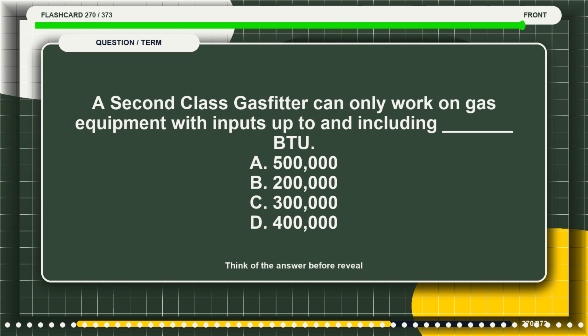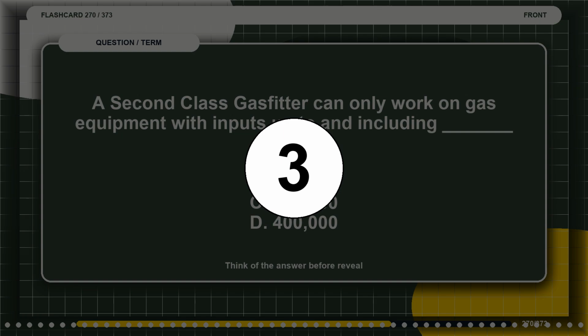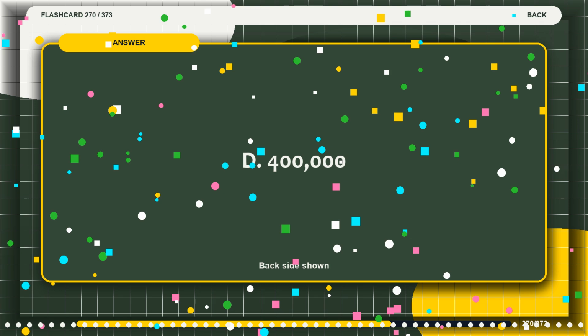Flashcard 270. A second-class gas fitter can only work on gas equipment with inputs up to and including blank BTU. A. 500,000. B. 200,000. C. 300,000. D. 400,000. Think of the answer before the reveal. The answer is D. 400,000.